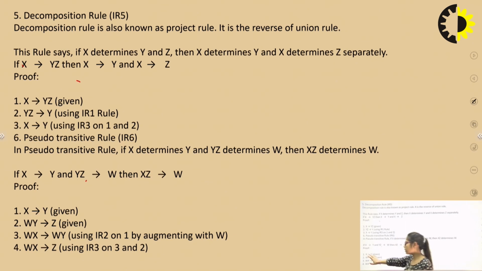The proof is: x determines y, yz determines w. These are the givens. Now with the help of the augmentation rule, I applied z on both the left side and the right side, and after using the third and second inference rules, xz determines w. This is called the pseudo-transitivity rule. These are the six Armstrong's axioms or inference rules that we use in functional dependencies to find out other functional dependencies.